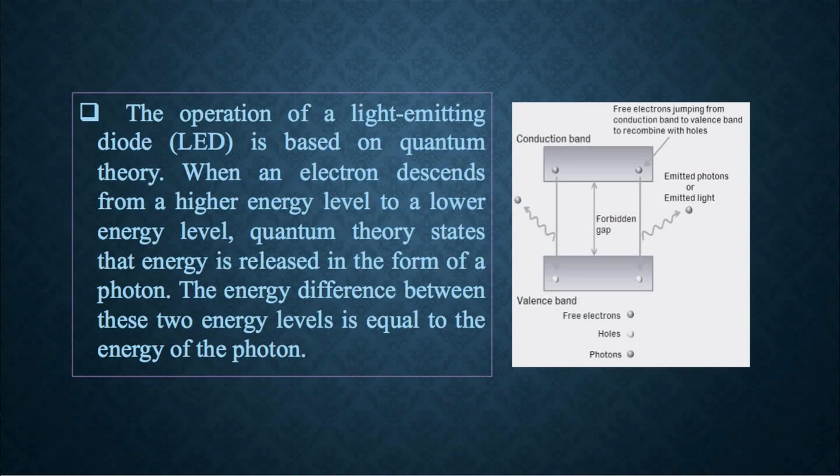The operation of a light emitting diode, that is LED, is actually based on quantum theory of physics. When an electron descends from a higher energy level to a lower energy level, quantum theory states that energy is released in the form of a photon. The energy difference between these two energy levels is equal to the energy of the photon.